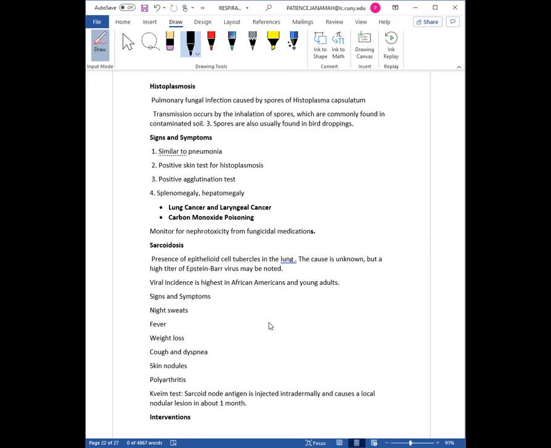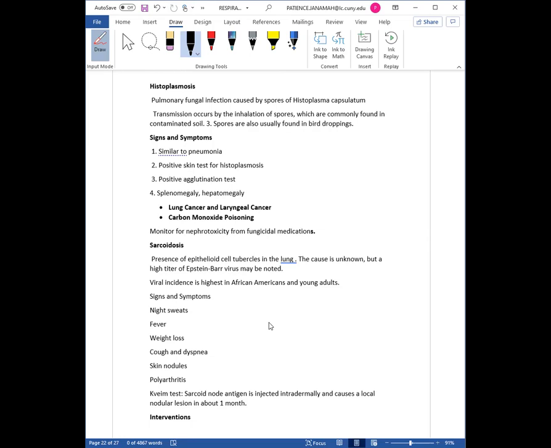The symptoms will present similar to pneumonia. There will be a positive skin test for histoplasmosis. So they do a skin test just like we do the tuberculosis skin testing, and a positive agglutination test, and splenomegaly and hepatomegaly. Your spleen will be enlarged, your liver will be enlarged.